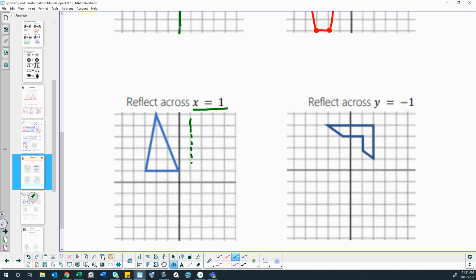I know that's kind of weird because the y-axis is this vertical line right here. That's where x equals 0. The line x equals 1 is right next to x equals 0, but it's not the y-axis. It's x equals 1.